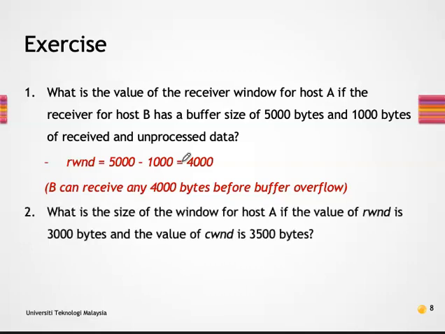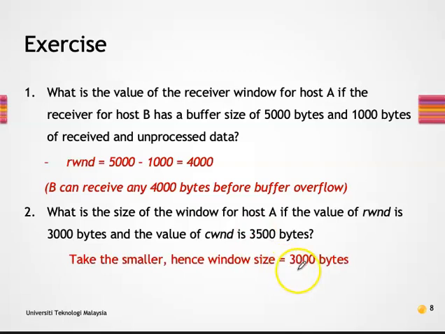Okay, another question. What is the size of the window for host A if the value of the receiver window, RWND, is 3000 bytes and the value of CWND is 3500 bytes? Remember the equation: we need to take the minimum of these two values. So the answer here is 3000 bytes. The window size is equal to 3000 bytes because we take the smaller one.